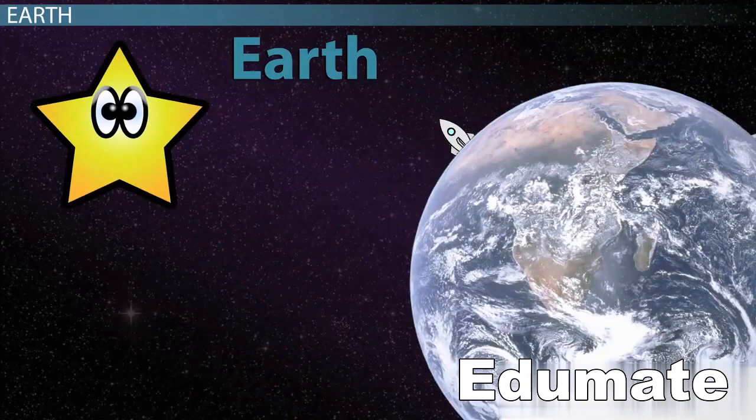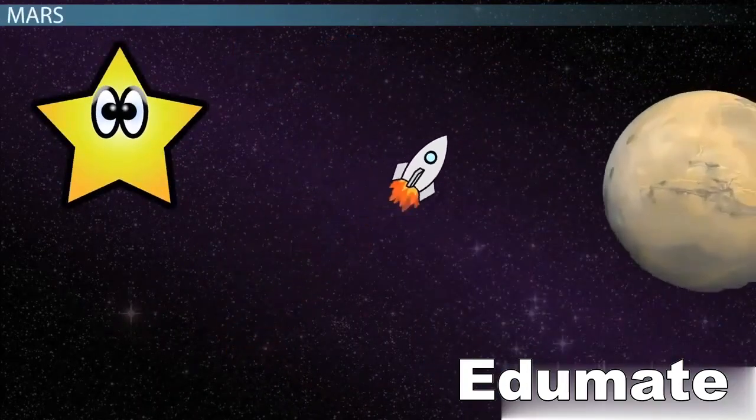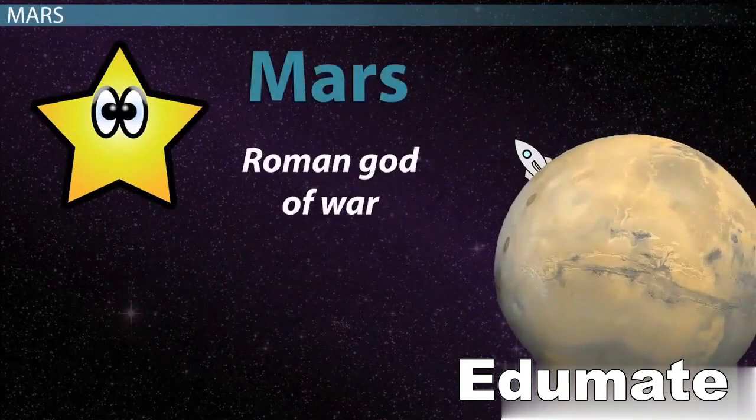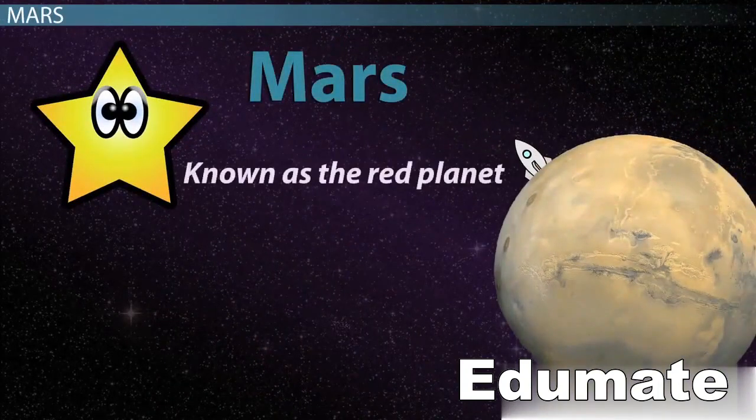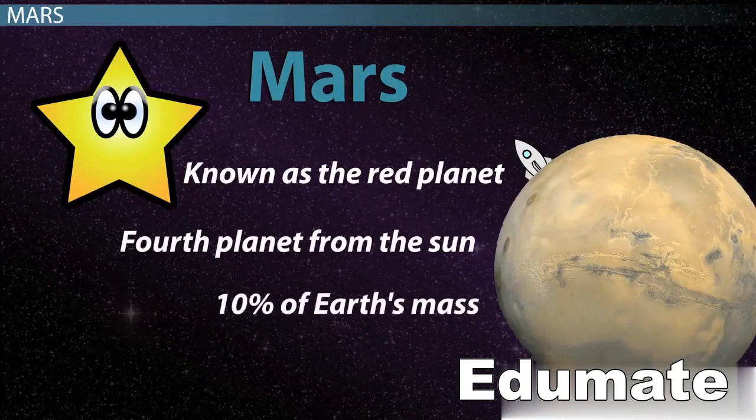Now we're off to the last stop on our tour, Mars. Mars is the final inner planet, named for the god of war. It is also known as the Red Planet, due to the rust of iron-rich materials that form the planet's surface. Mars is smaller than Earth and Venus at only 10% of Earth's mass.